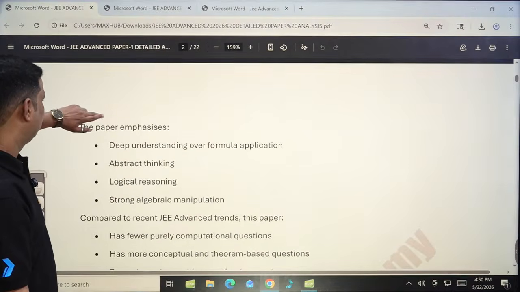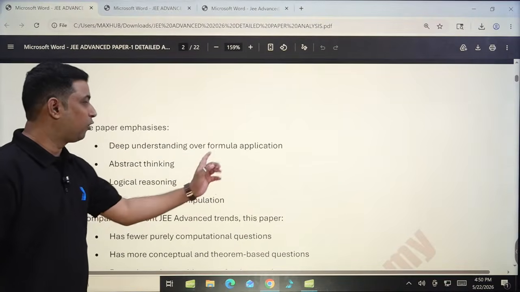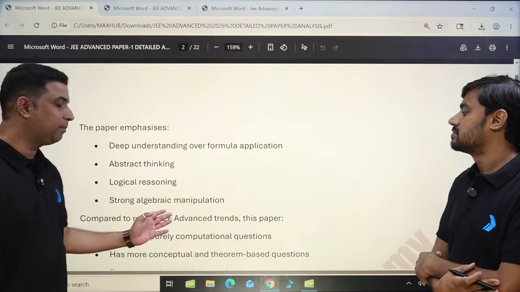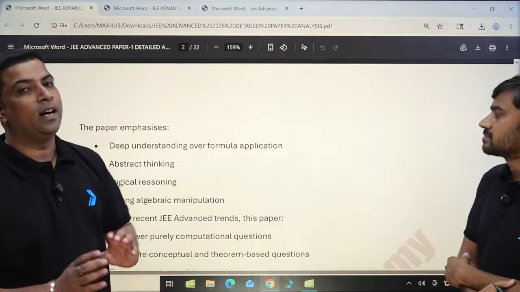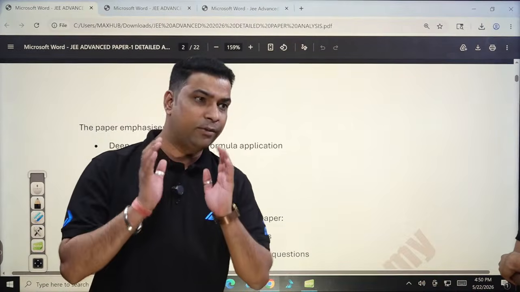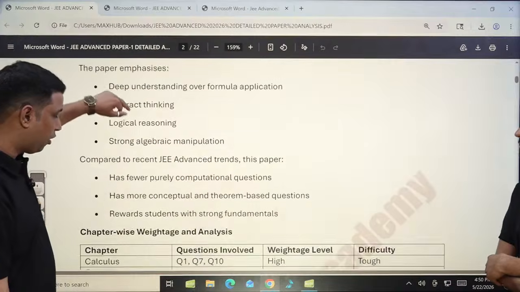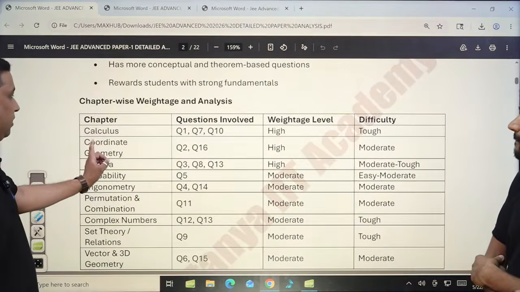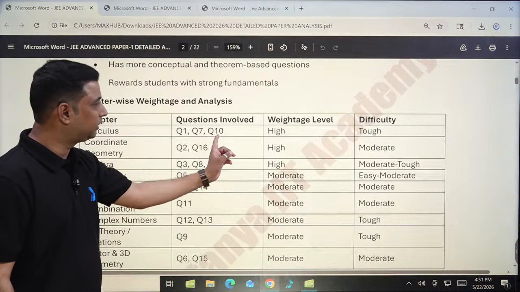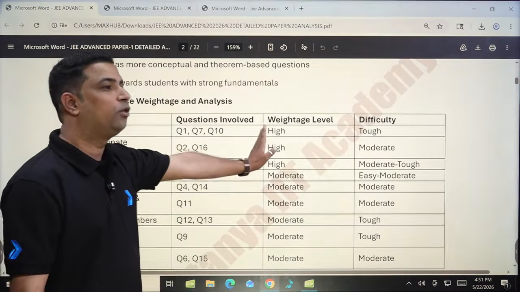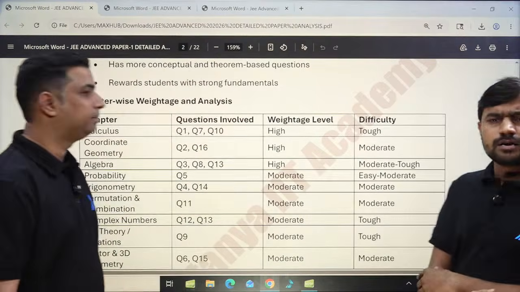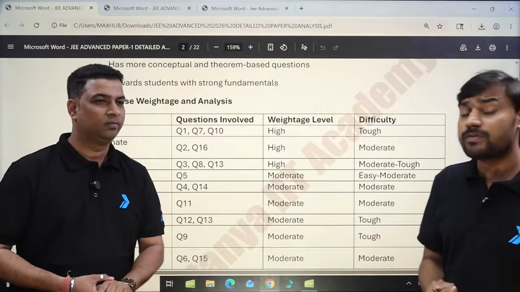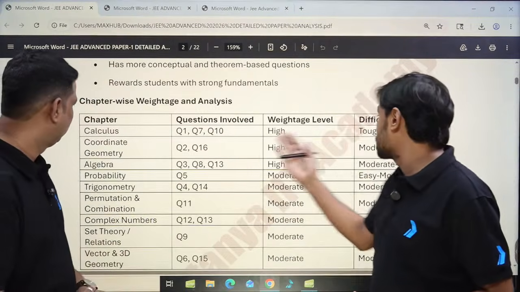The mathematics paper required deep understanding, overall formula application, abstract thinking, logical reasoning, and strong algebraic manipulation. The paper was again tricky as well as lengthy, but it was doable for mathematics. If we talk question wise, calculus, question 1, question 7, question 10, had high weightage level, and it was a bit tougher. Naturally, calculus was the tougher part of the mathematics subject.